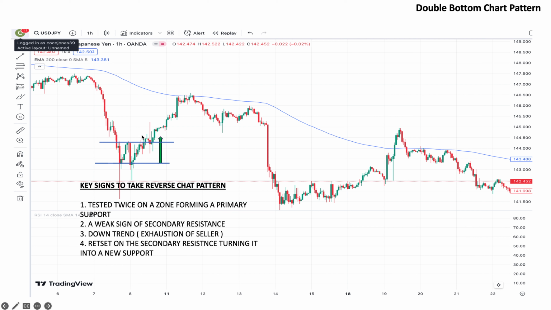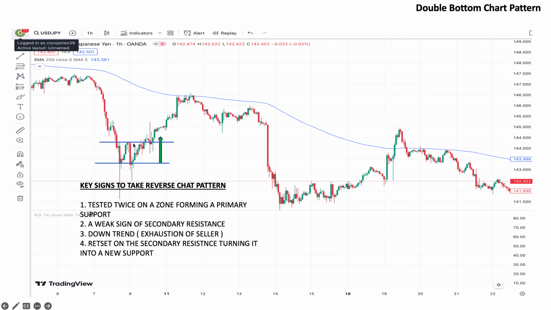So here we have a double bottom. If you're looking for a double bottom for reversal, then clearly you must be in a downtrend, because a double bottom shows a signal for an uptrend. The key signs for this reversal chart pattern: first, confirm that the price tested a zone twice, forming a secondary support in a downtrend. Secondly, find a weak secondary resistance, which is the neckline.